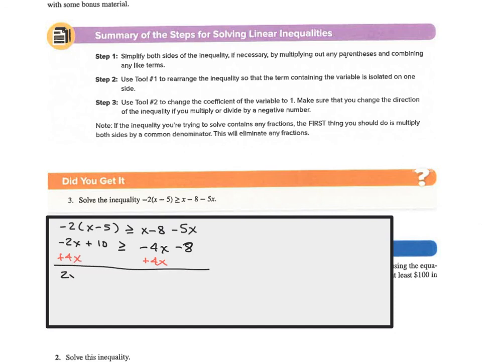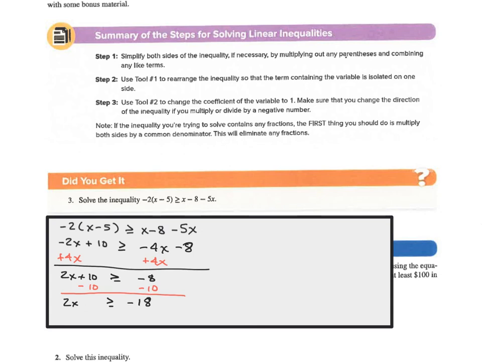Okay, that gives me 2x plus 10 is greater than or equal to -8, and then I'm going to move that 10 to the other side. So I'm going to subtract 10 from both sides. Okay, so that's going to give me 2x is greater than or equal to -18.